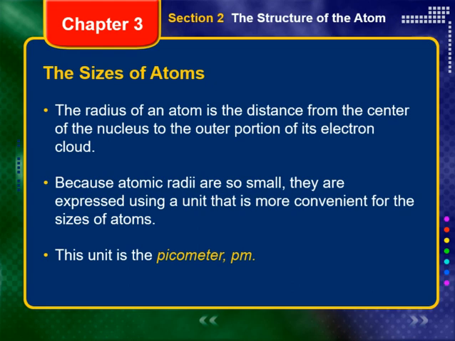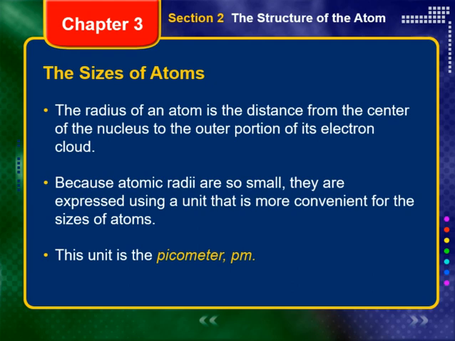It is convenient to think of the region occupied by the electrons as an electron cloud, which is a cloud of negative charge. The radius of an atom is the distance from the center of the nucleus to the outer portion of this electron cloud. Because atomic radii are so small, they are expressed using a unit that is more convenient for the sizes of atoms. This unit is the picometer. The abbreviation for the picometer is pm. 1 picometer is equal to 10 to the negative 12th meters, or 10 to the negative 10th centimeters.